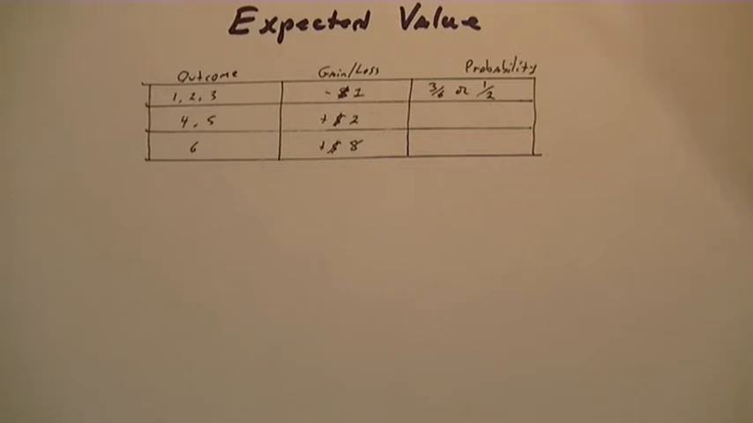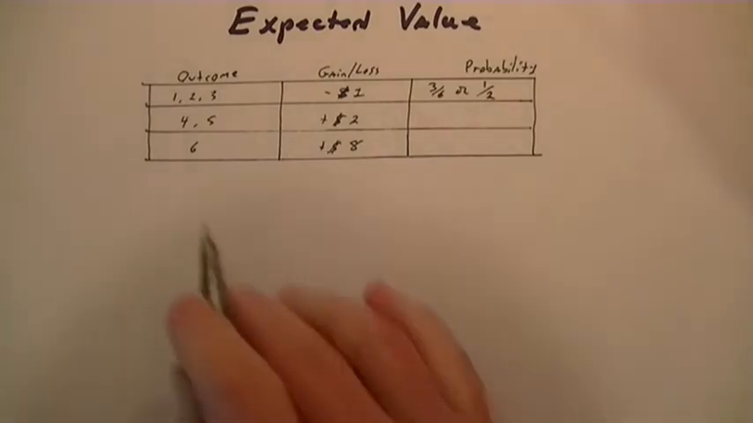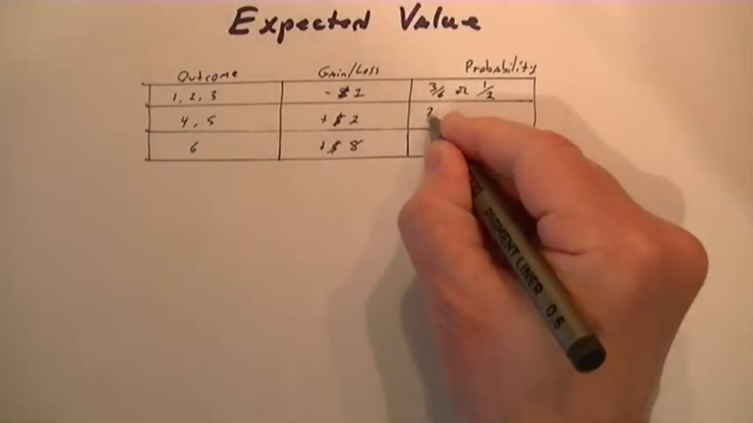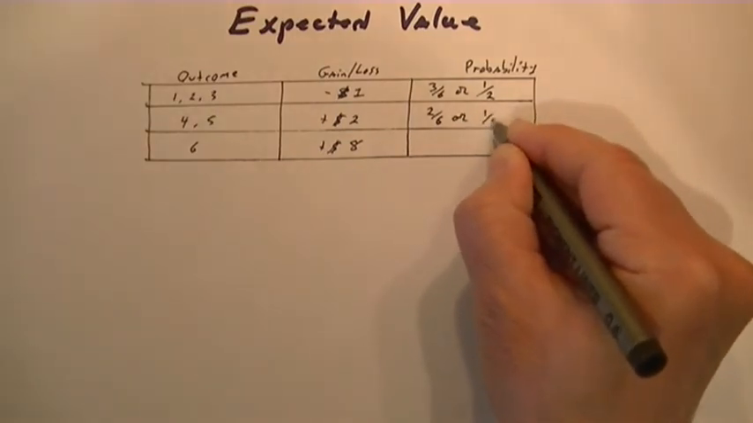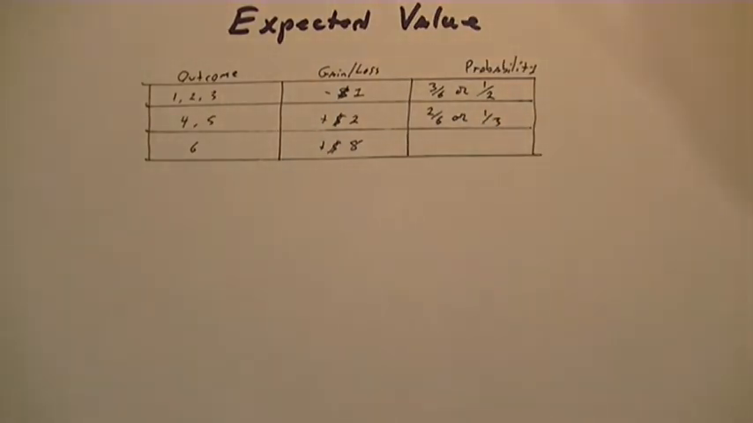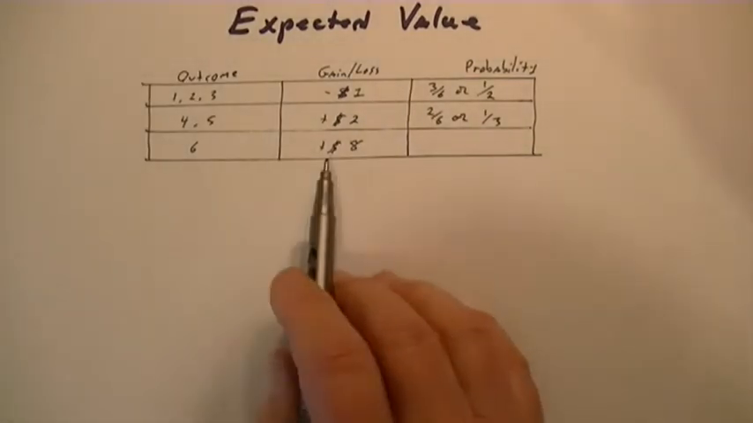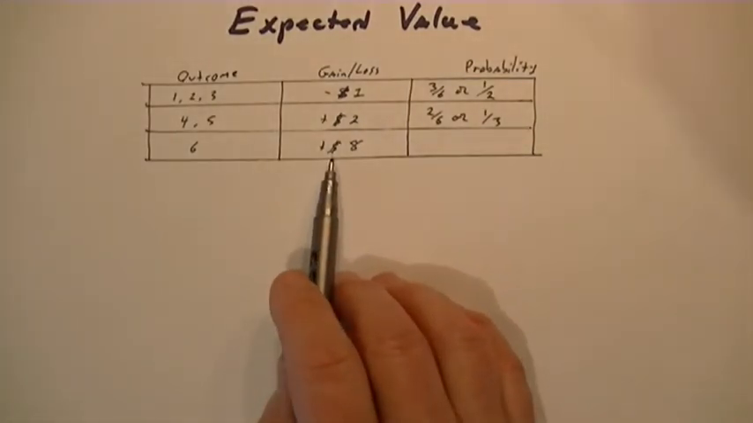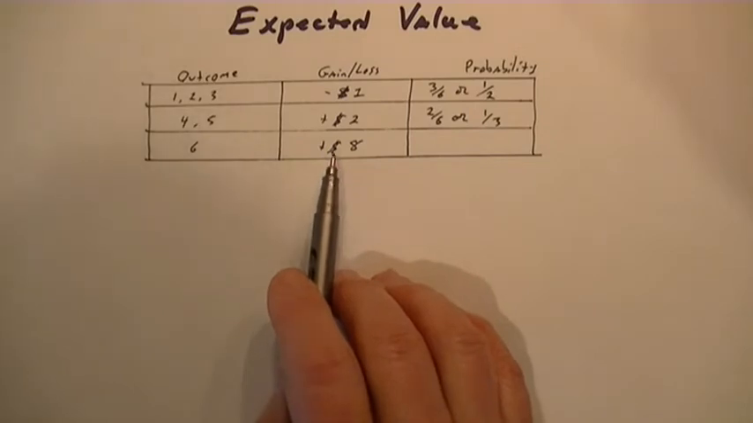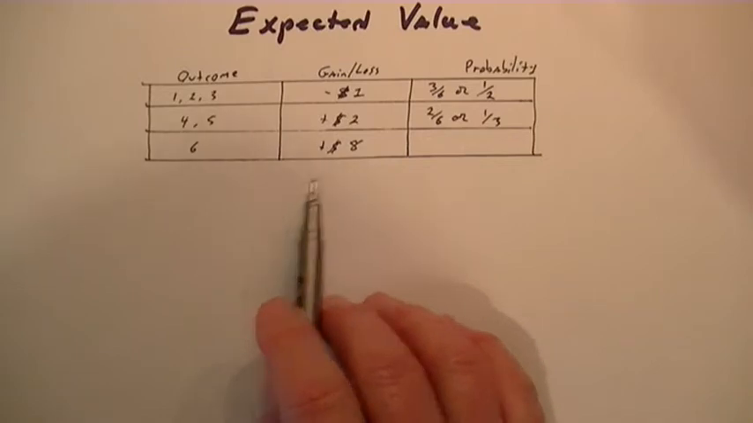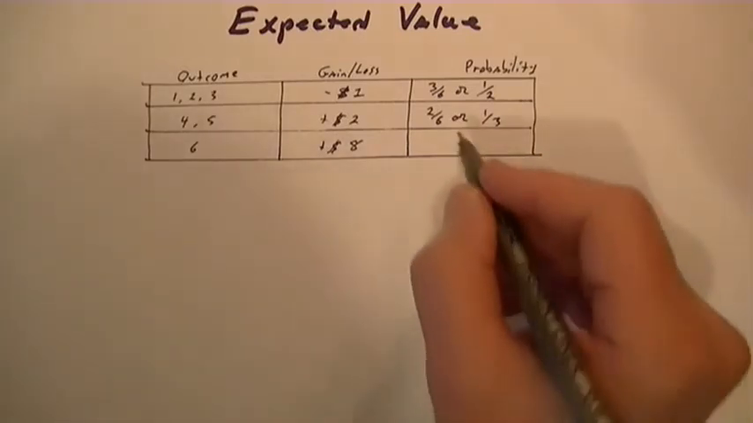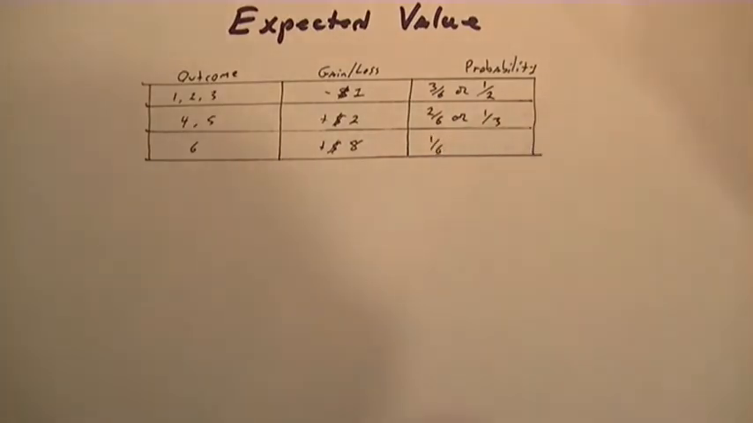If you roll a 4 or 5, however, you get $2 back, right? Well, the probability of rolling a 4 or 5 is 2 out of 6, or 1 in 3. Excellent. And then finally, if you roll a 6, you get $8. That would be nice. Okay, so if you pay $1 and you get $8, then super. So here you go. The probability of rolling a 6, though, is only 1 in 6. And that can't be simplified.